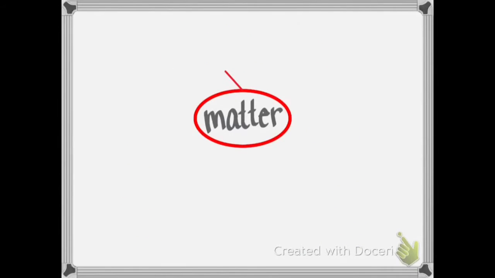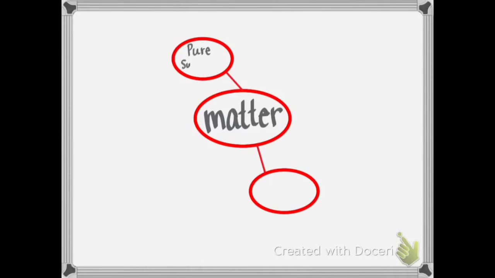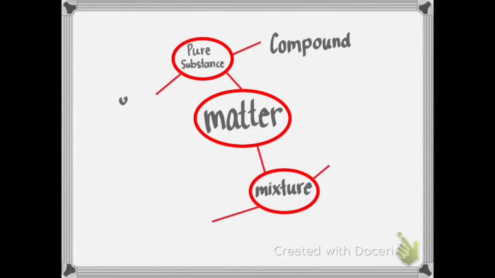Matter can be broken down into multiple subcategories. From matter branches pure substances and mixtures. Within pure substances, there are elements and compounds. In cake baking, we don't have any single elements. We have many compounds including flour, baking powder, and sugar.